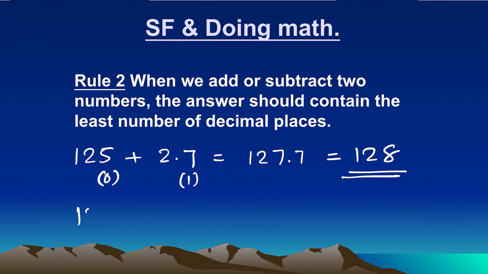Another example is subtraction, 125 minus 2.7. If you do this, you're going to get 122.3 as the answer in your calculator. But that is not the answer. The final answer will be 122 because again 125 has no decimal place, 2.7 has 1 decimal place, and the least is 0 decimal place. So the answer will be 122.